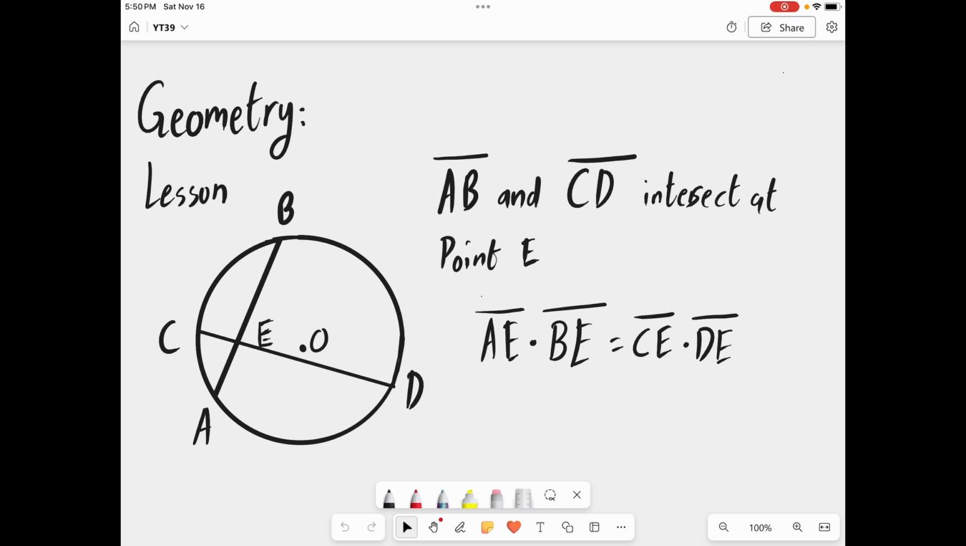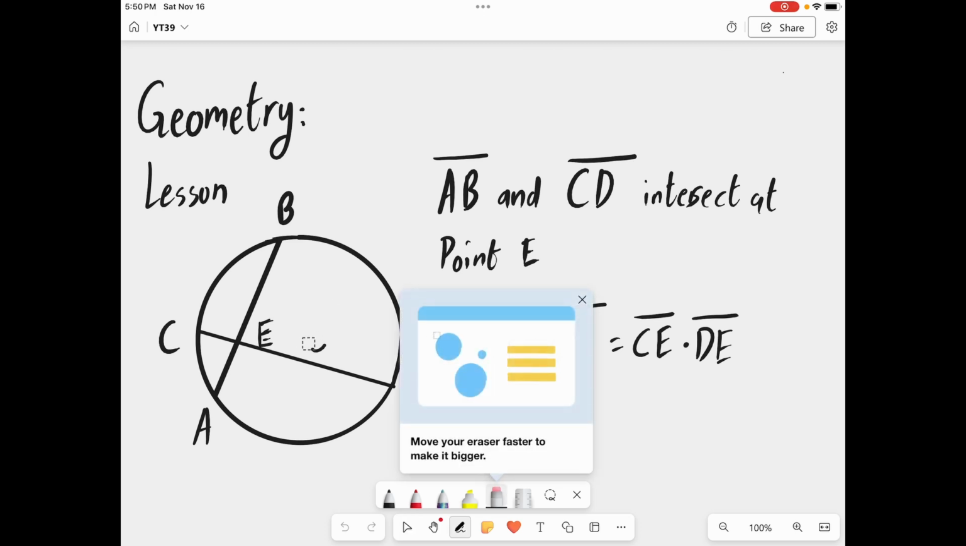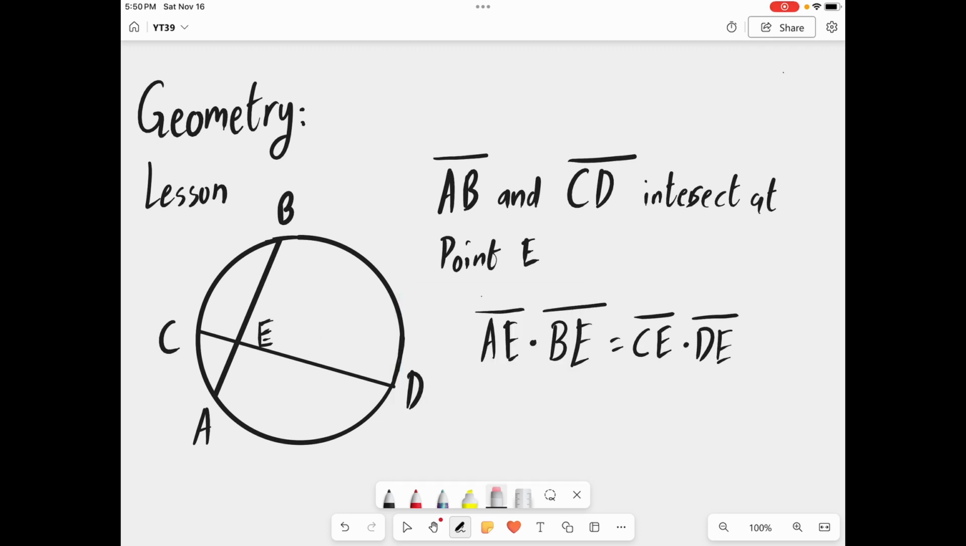And if you're wondering what the O in the middle is, that's just the center of the circle. I really just put it there. You don't really need it for this theorem. So this is about the length, and remember, since there's no arrows and there's a line on top, that means line segment or chord. Let's move on to the examples.